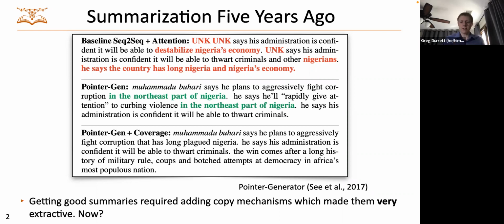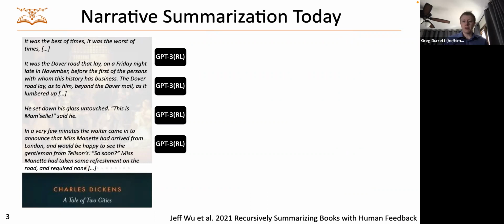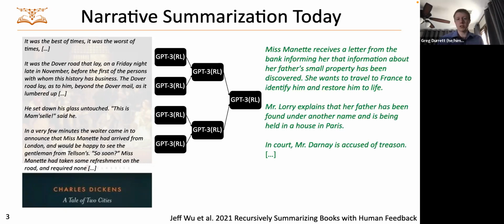All right, well, let's fast forward to today. What do we have? This is work by Jeff Wu et al. from OpenAI on recursively summarizing books with human feedback. And I think this is one of the most impressive summarization systems I've ever seen. You can take an entire book like Tale of Two Cities, and I'm just showing a short snippet of it here, and put it through multiple layers of a reinforcement learned version of GPT-3, fine-tuned with human preference judgments, and produce a summary of a chunk of the book, and then feed those chunks into another layer, and another layer, and after 3 layers of this, here's what you get out.